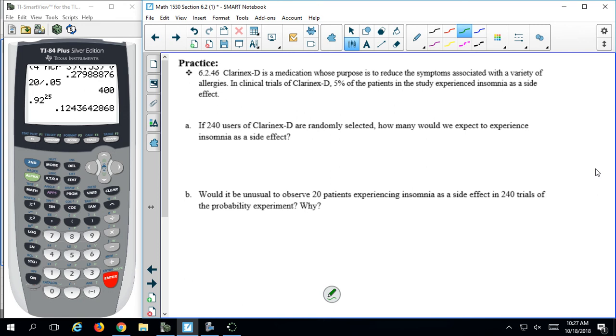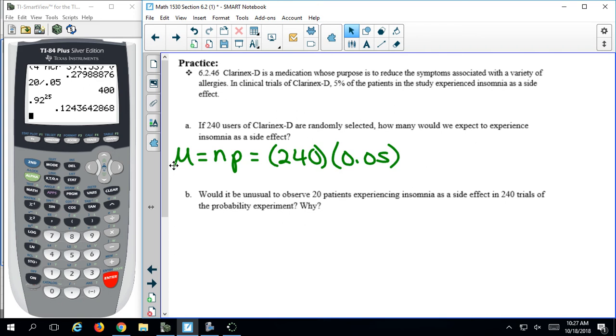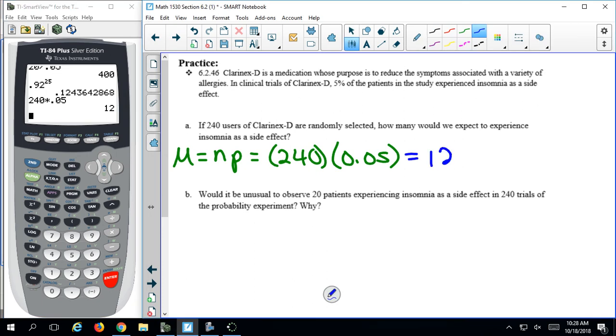So this is asking for the expected value, which is the mean. So it's just n times p. N is 240. And p is the probability we pick somebody who had this side effect of insomnia. So 5% of 240. I think that makes complete sense. If it doesn't, you need to think about it or come ask me about it and I'll try to explain it. So we would expect 12 people out of the 240 to have insomnia.